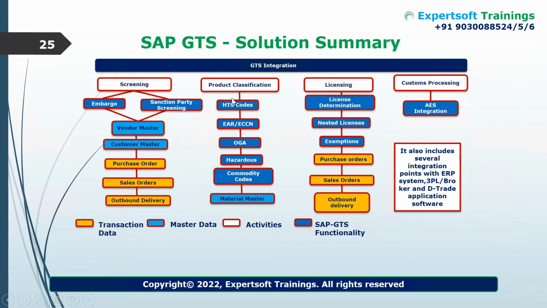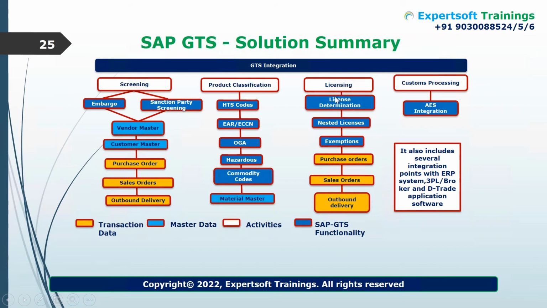Coming to the product classification, we'll see how we can classify HS codes, EAR, ECCN. OGA codes, we'll try to see if we can have that as part of this. Hazardous is when you have any hazardous goods or dangerous goods, you have to seamlessly integrate the EHS module, which is your environment, health and safety, which we will not be able to do as of now. Commodity codes we can definitely have, and all these are dependent on the material master data, which we will be receiving from the S4HANA system.